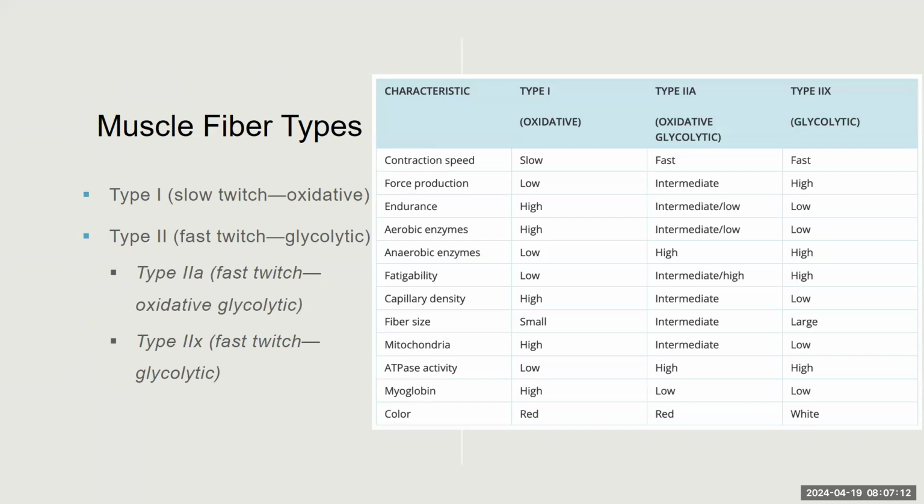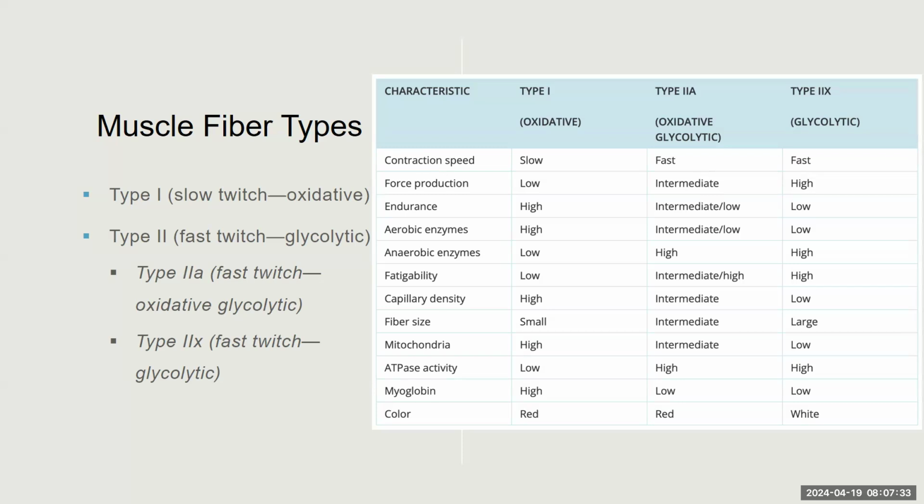As far as muscle fiber types, we think of two true muscle fiber types, type 1 and type 2. They now have some subtypes of type 2 that we'll talk about here in a second. But type 1 is our slow twitch and oxidative. These are going to be our endurance type of muscles.